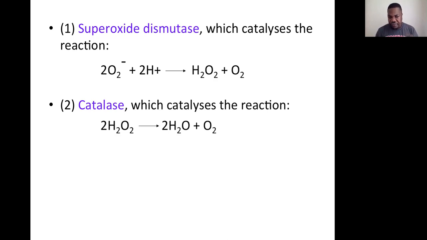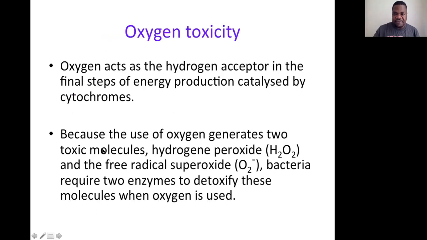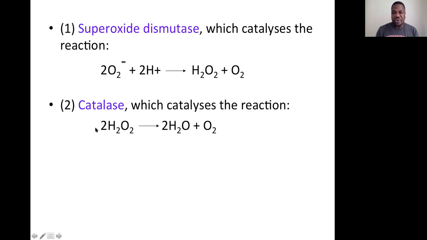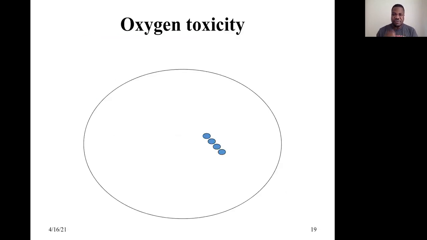Others can produce what we call catalase. Catalase is very important because when you have hydrogen peroxide, it gives water plus free oxygen. That is because of the enzyme called catalase. So a bacterium that needs to survive in the presence of oxygen must have those two important enzymes in order to destroy the toxic products that are generated. So this is what I illustrate here about oxygen toxicity.